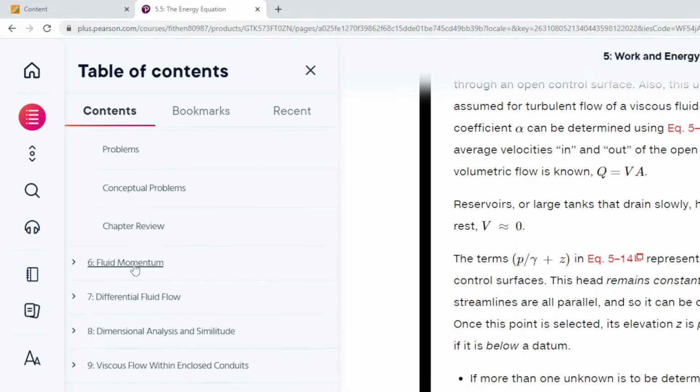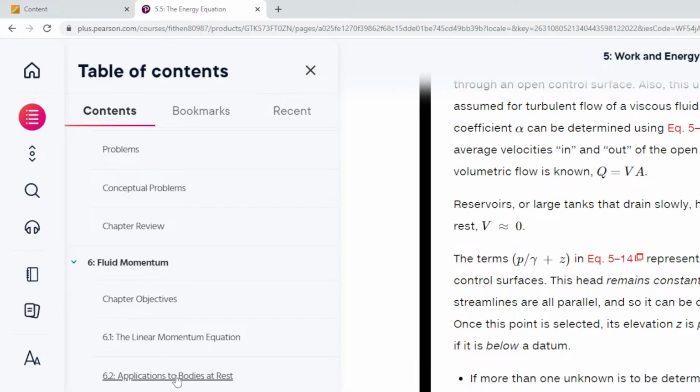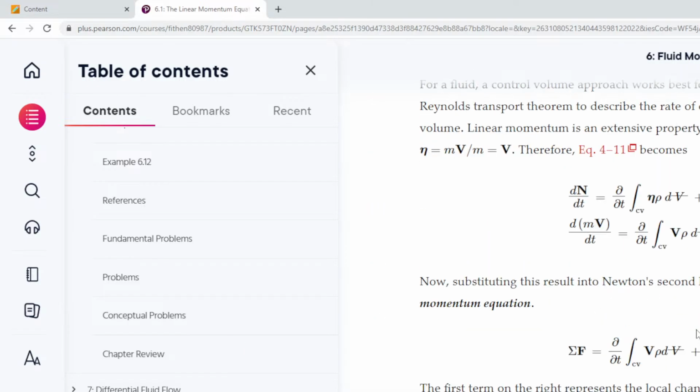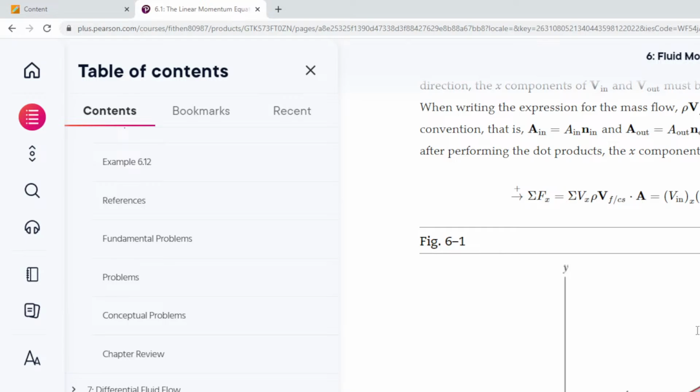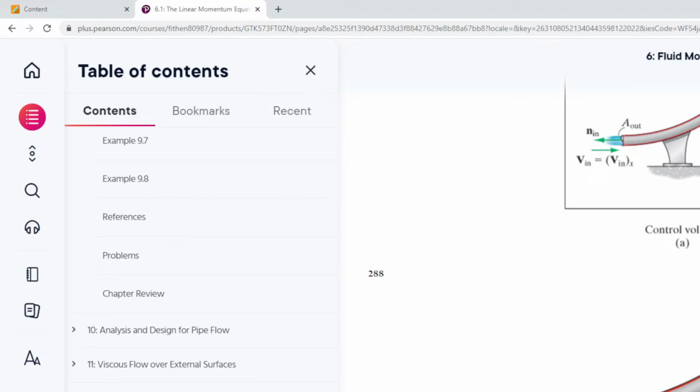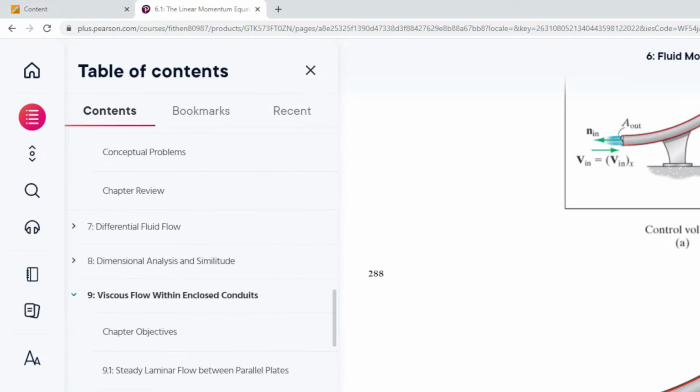Then you go down to fluid momentum. Then we do linear momentum, which is interesting, because you can figure out what type of forces are put on there by fluid flowing. Now I've got to cover 7 very deep, and then cover 8, and then okay, so he does enclosed conduits and pipe flow. Okay, so he has them separated. Very interesting. Most books put those together. 9 and 10 go together into one chapter.